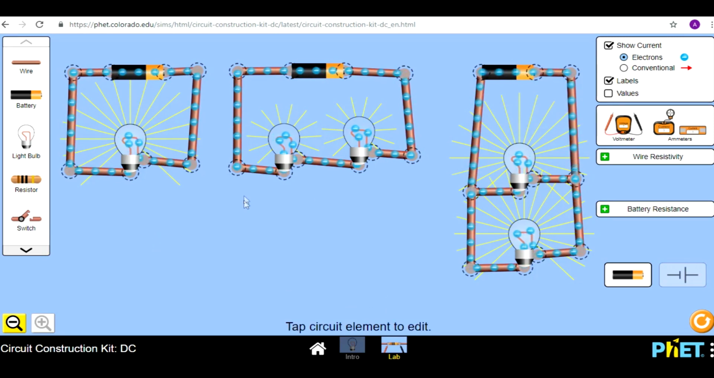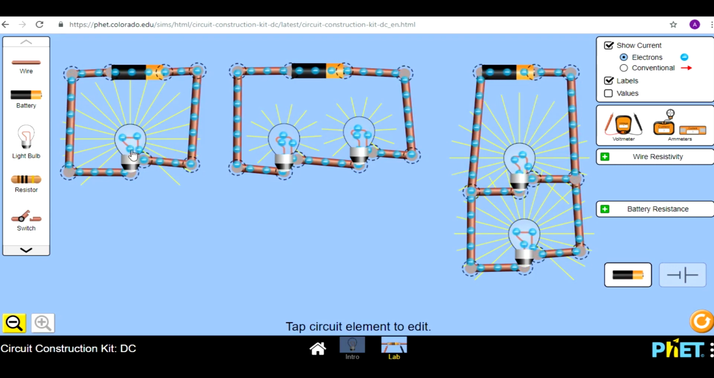Okay, but anyway, let's just talk about current and voltage. First up, current. Now, as I said before, current is the rate of flow of electrons. And as you can see in this series circuit here, just moving it around, all of the electrons are flowing at a uniform speed. So that means that it's not getting any faster or any slower.